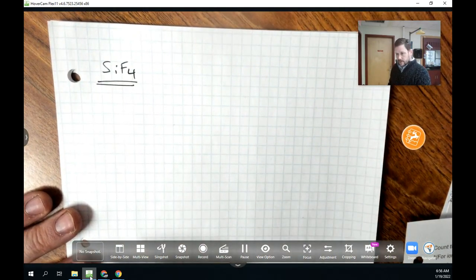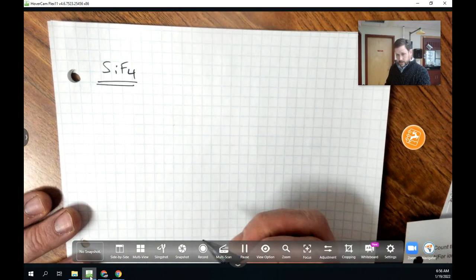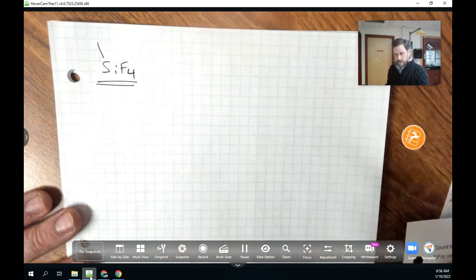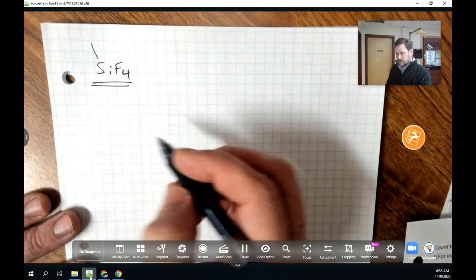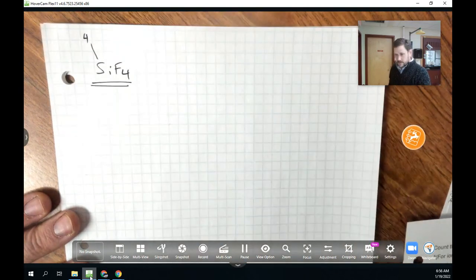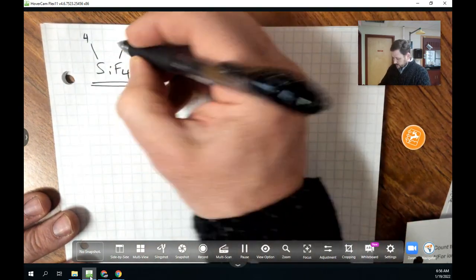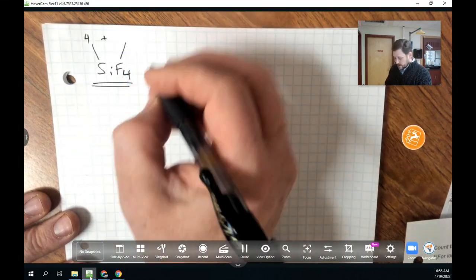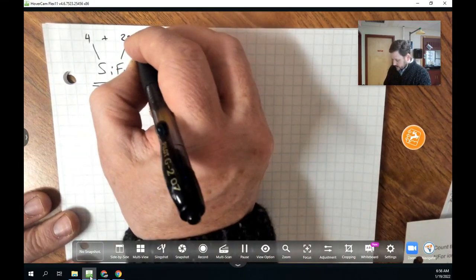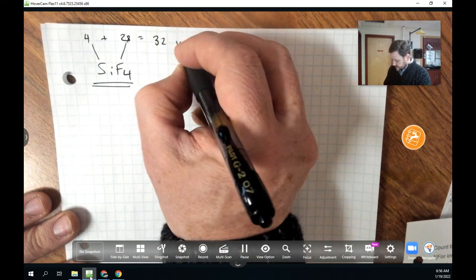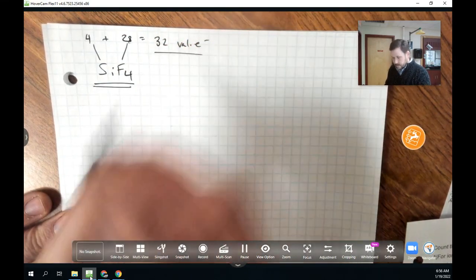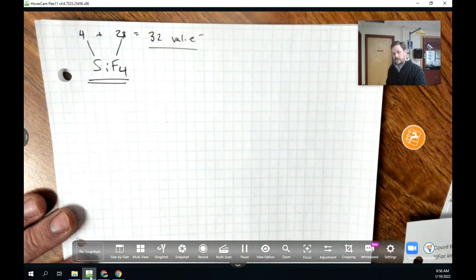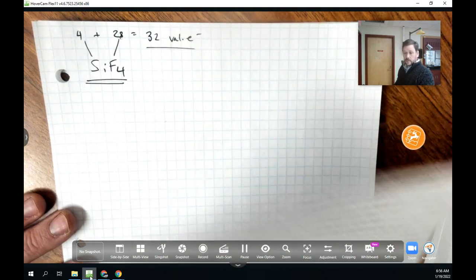The first thing we're going to do, according to the rules for drawing Lewis structures, is to count the total number of valence electrons in the atom. So silicon has 4 valence electrons since it's in group 14, and fluorine has 7. 7 taken 4 times is 28. So that's a total of 32 valence electrons that I'm going to need to account for in this molecule. That's step 1 in our rules.